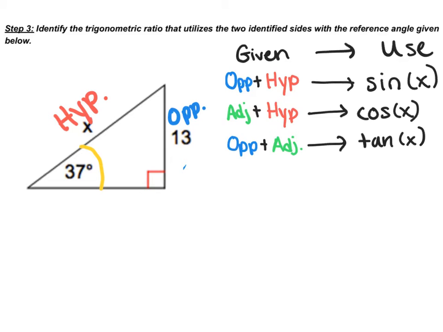So for step 3, we're going to determine which trigonometric ratio to use based on the two sides and filling in the given reference angle. So since we have the opposite and the hypotenuse, we're going to use the first relationship, which says you're given opposite and hypotenuse. So we're going to use sine of x. So we're going to write sine, which we write as sin, of the angle. Now instead of writing x, we're going to fill in the 37. So we're going to write sine of 37. And that's your answer so far for this part.